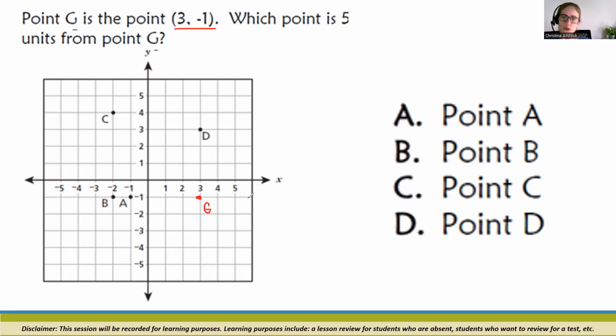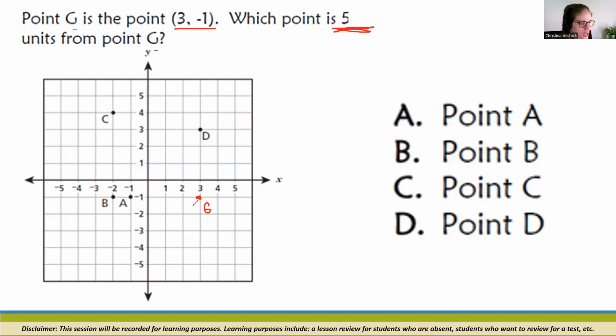So take a moment. I'll give you a few seconds. You can pause the video if you need more time. But which one of these answers, A, B, C, or D, is 5 units away from G? All right, it might take you a minute longer to get the answer. No worries. Pause the video if you need to still figure it out. If you have your answer, let's go over it.